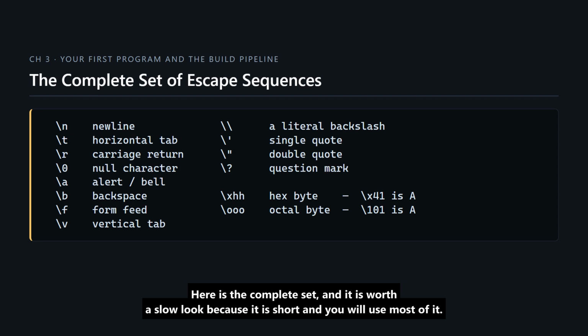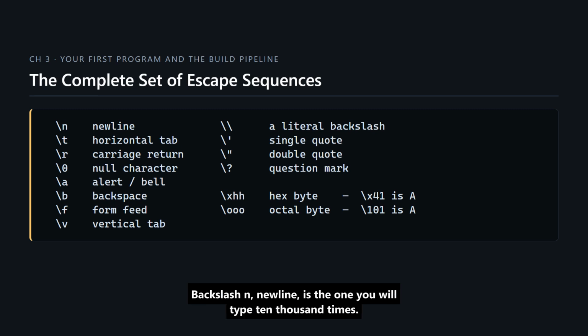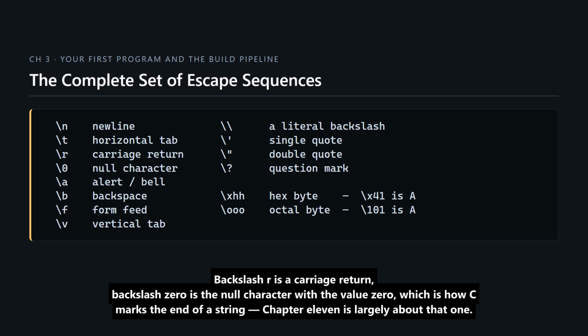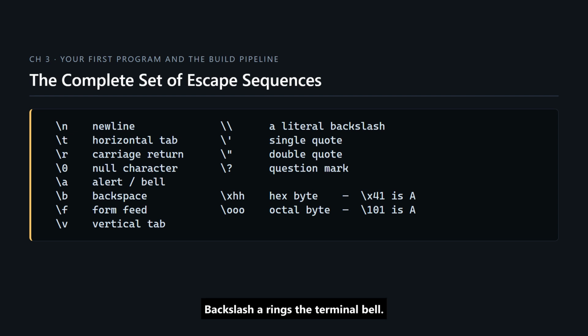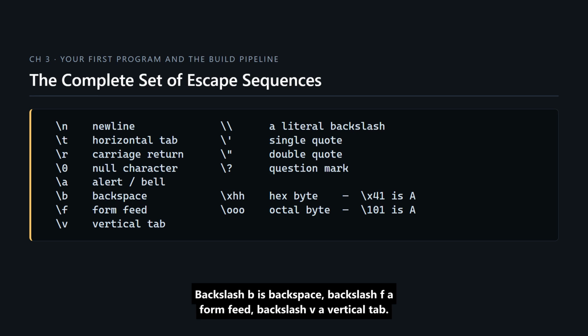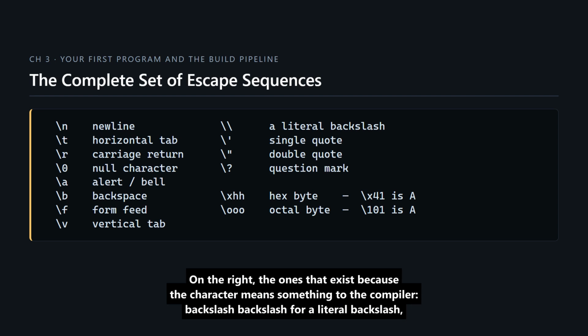Here is the complete set, and it is worth a slow look because it is short and you will use most of it. \n, new line, is the one you will type 10,000 times. \t is a horizontal tab, useful for lining up columns. \r is a carriage return. \0 is the null character with the value 0, which is how C marks the end of a string. Chapter 11 is largely about that one. \a rings the terminal bell. \b is backspace. \f a form feed. \v a vertical tab.